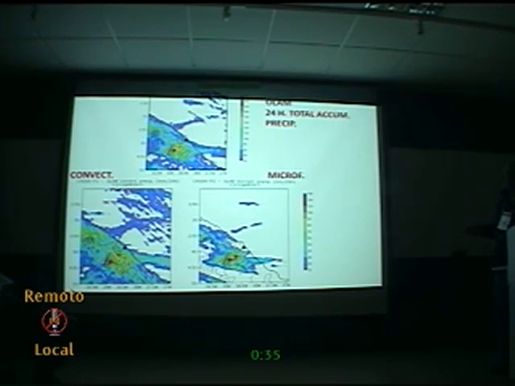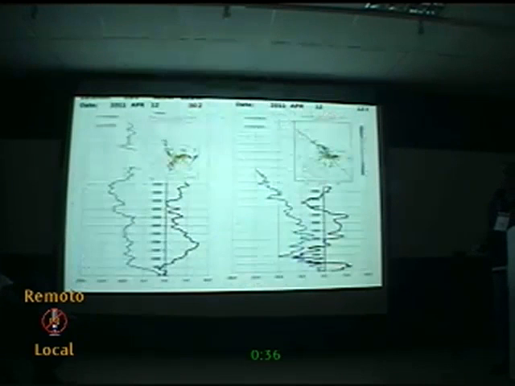So we can see that the regions that form the most precipitation are some type of convective precipitation associated with the topography, in both cases, for the cumulus parameterization and for the microphysics parameterization as well. So we can see the region that rained the most.